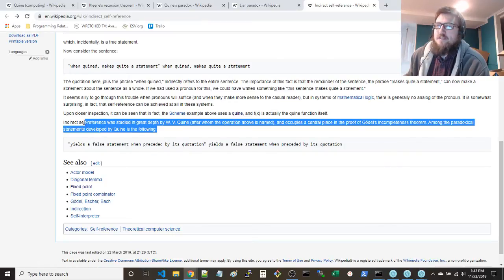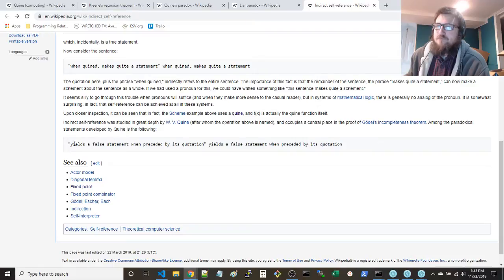One of the paradoxical statements held by Quine is the following: "yields a false statement when preceded by its quotation" yields a false statement when preceded by its quotation. So if this statement is true, then "yields a false statement when preceded by its quotation."